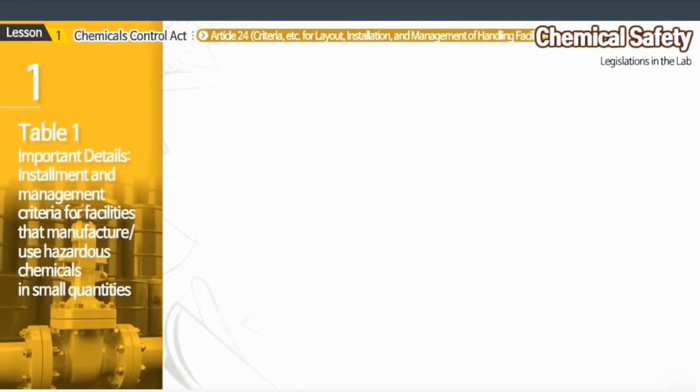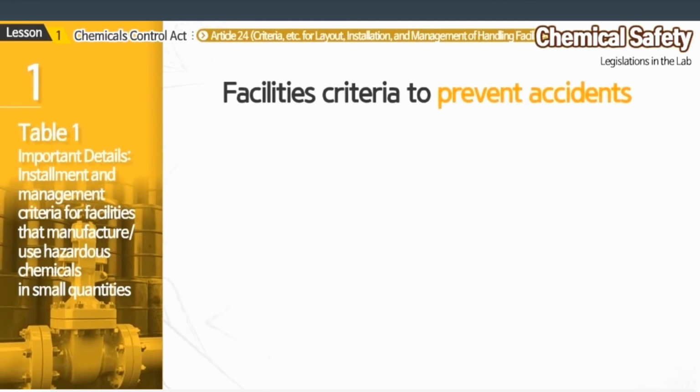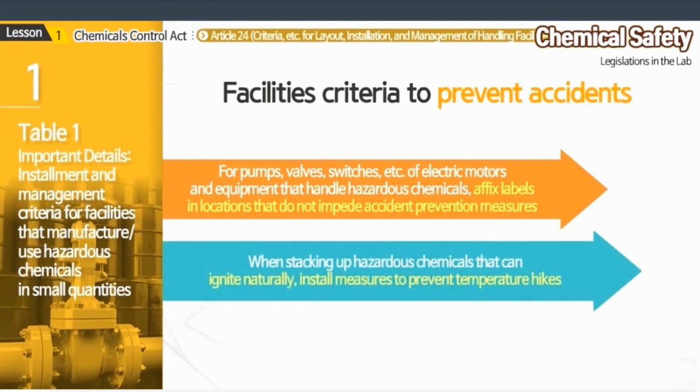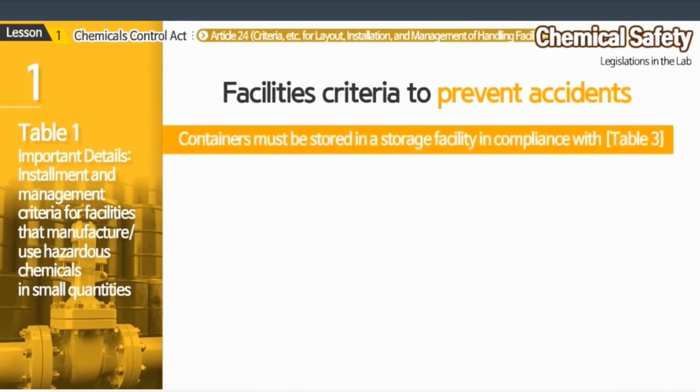Now, let's find out more about the important details of the installment and management criteria for facilities that store hazardous chemicals in small quantities. First, in order to prevent accidents, labels must be affixed in locations that do not impede accident prevention measures for pumps, valves, switches, etc. of electric motors and other equipment that handle hazardous chemicals. Also, measures that can prevent temperature hikes must be installed when stacking up hazardous chemicals that can ignite naturally. Containers must be kept at storage facilities in compliance with Table 3.